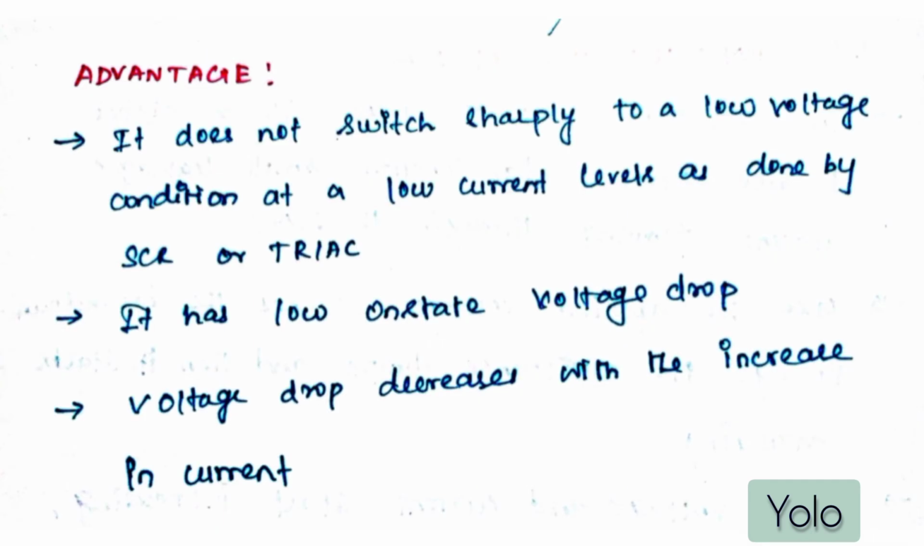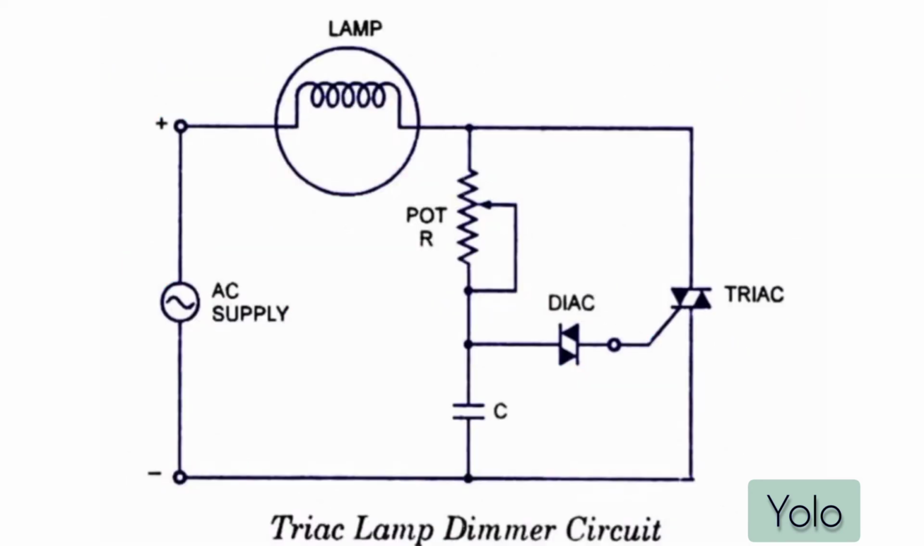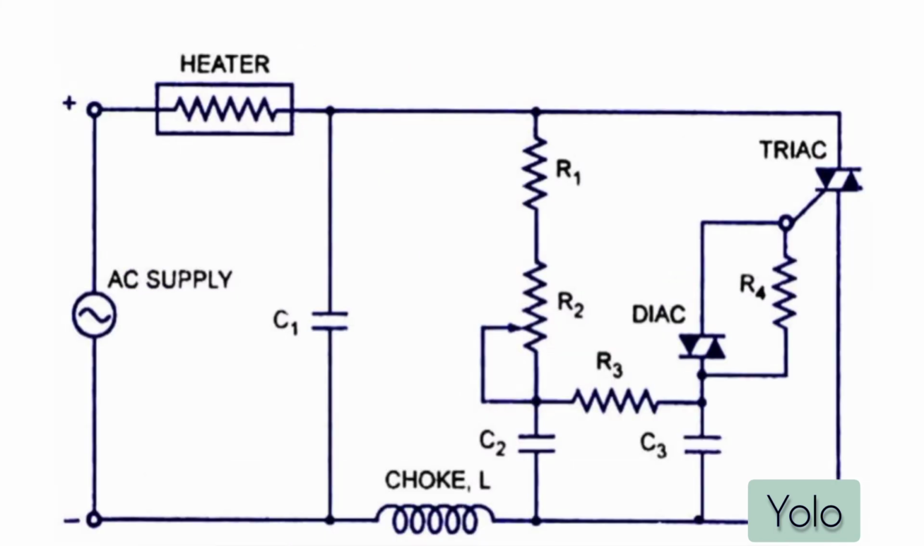Advantages of DIAC. So what are the advantages of DIAC? It does not switch sharply to a low voltage condition at low current levels as done by SCR or triac. It has a low on-state voltage drop until its current falls below the holding current level. Voltage drop decreases with the increase in current.